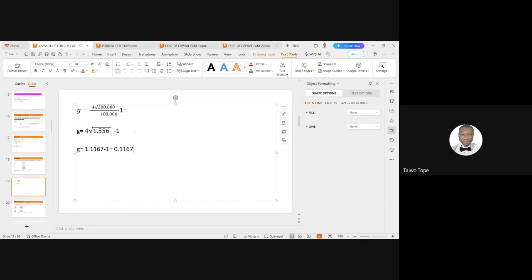Then you are getting minus 1. Who else is getting what we have on the screen? I got it. How is it different from yours? Another option: 1.556 raised to power 1/4 minus 1. And you can do it that way too.